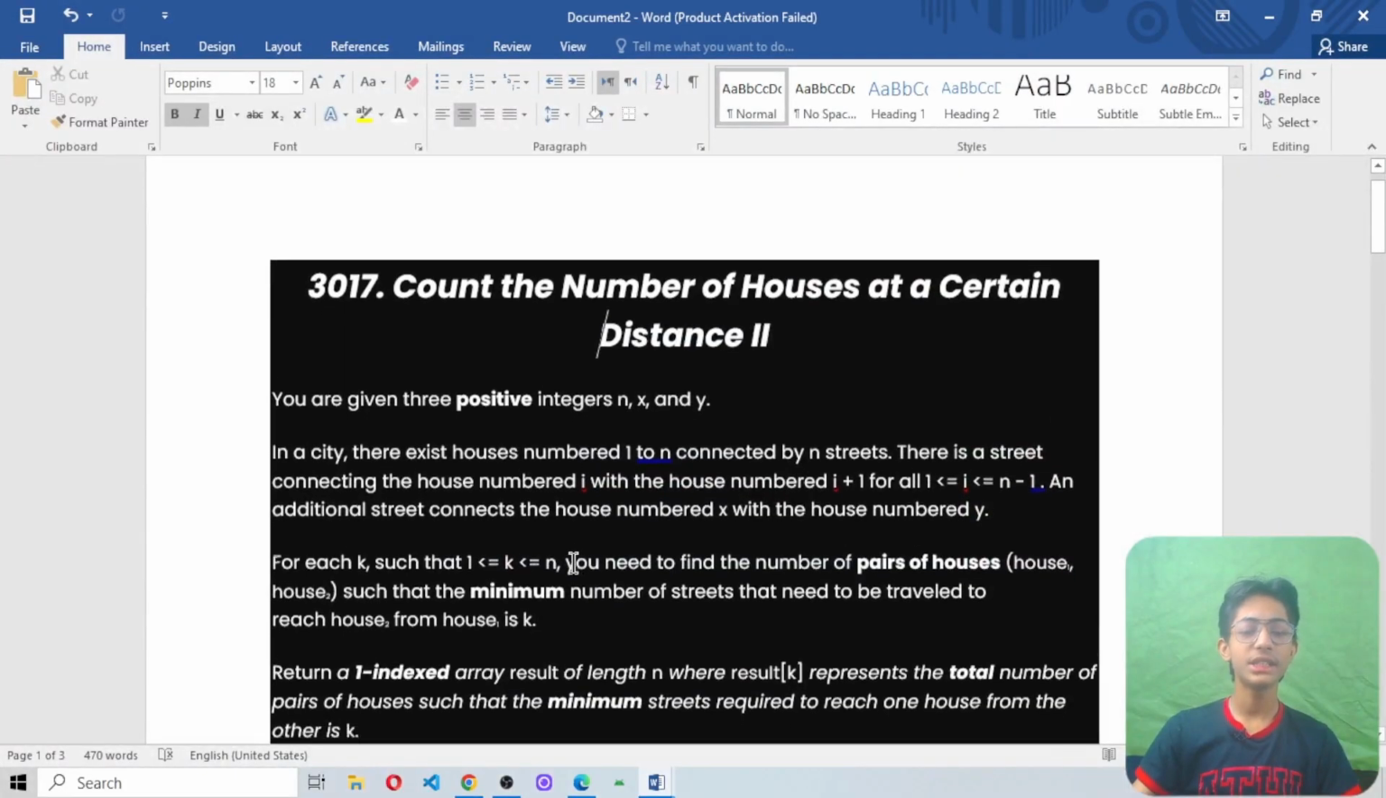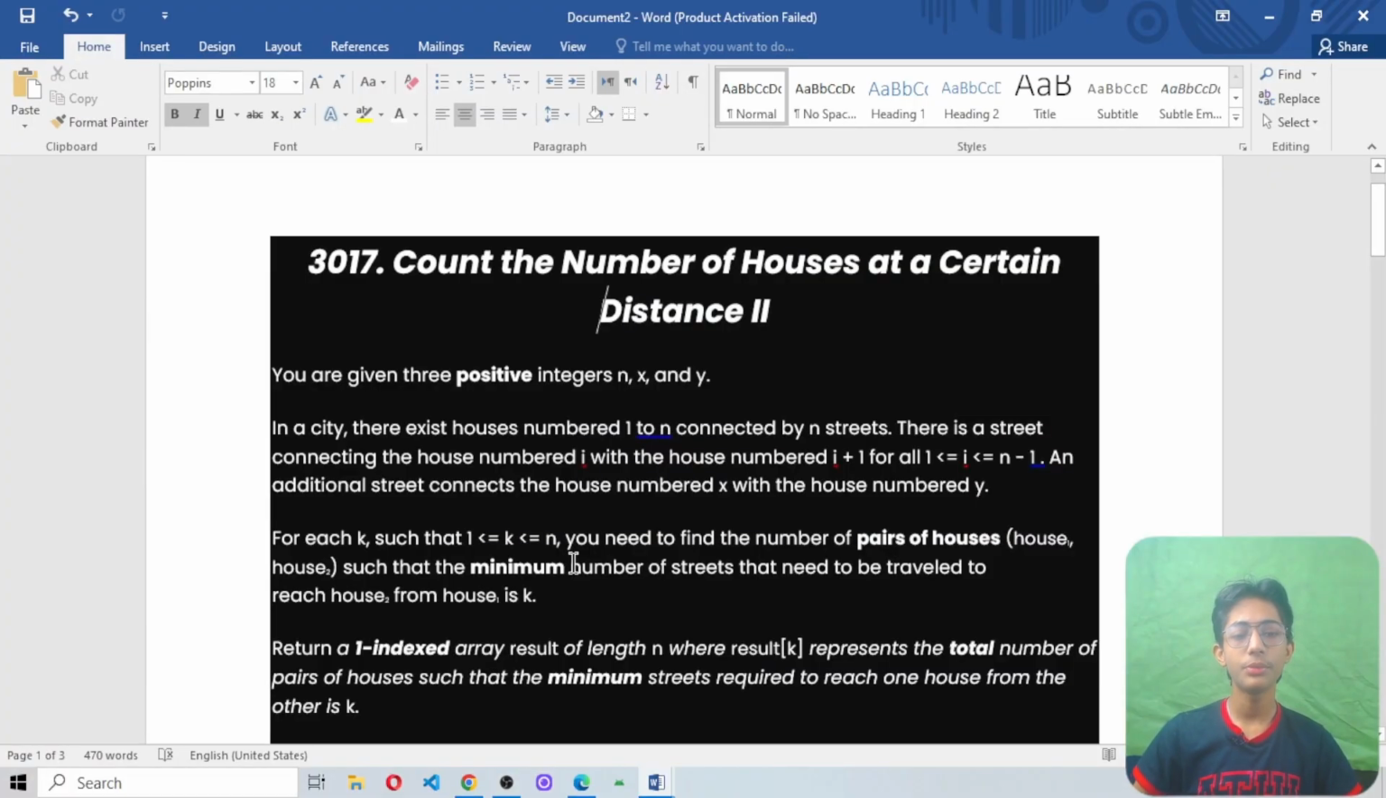So guys, here you can see, one more video came on the LeetCode Camp channel. In today's video, we are solving a slightly tricky question, 3017, Count the Number of Houses at a Certain Distance II. Let's try to solve today's question in Python 3. This question included some hints, but we don't see any hint. We will solve it with our own brain. Okay, so let's view the question.